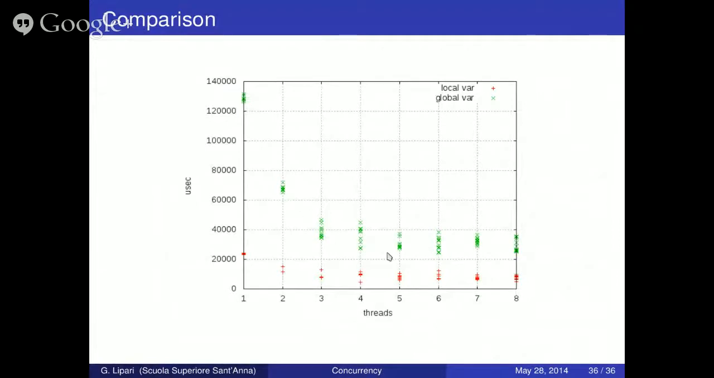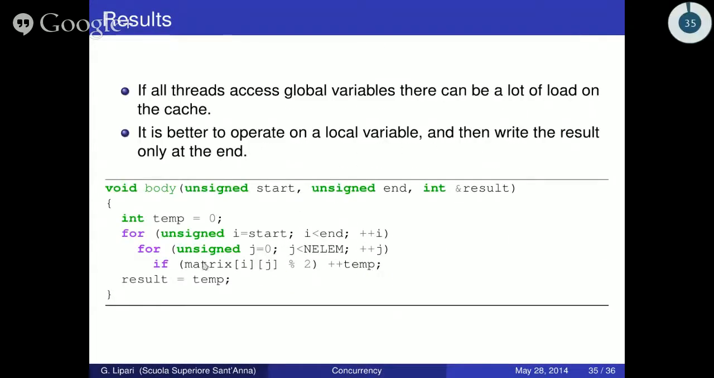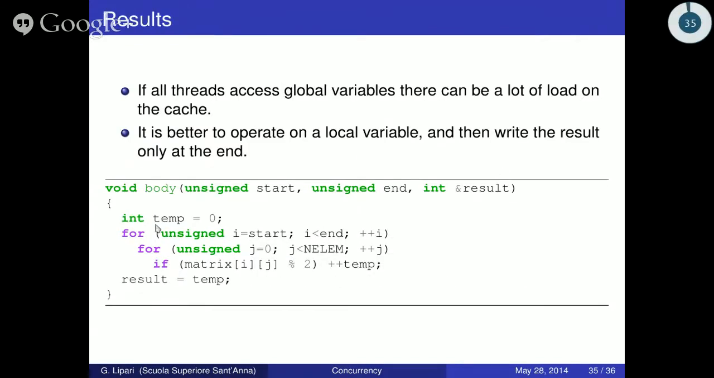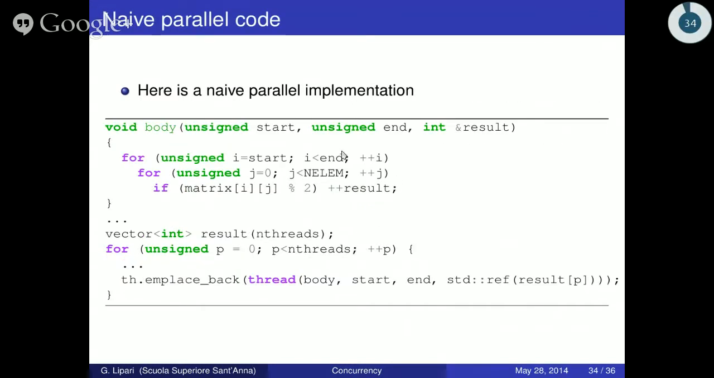So the green dots are the global variable. So increasing the global result variable, and result stays in a thread. You have a vector of integers, and every thread increases one variable. And this instead is local. You're going to use a temporary local variable, which you increase across the double for cycle, and then you put the temp into result at the very end. So two alternative implementations: global and local.